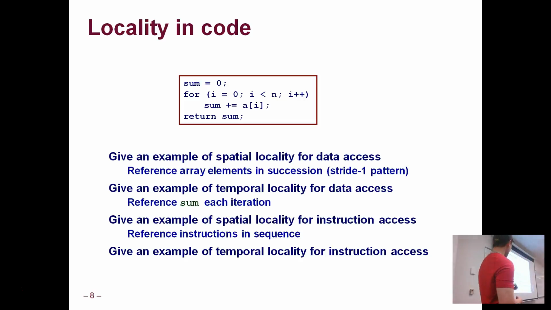Give an example of temporal locality for instruction access. The plus equals, because that gets hit every single loop iteration. Anything in the loop would give you temporal locality for instruction access, because you're hitting all those probably four instructions over and over again.